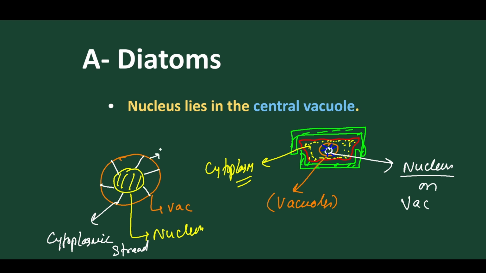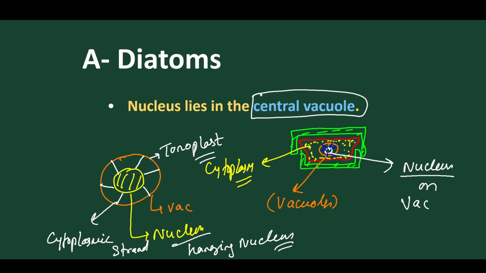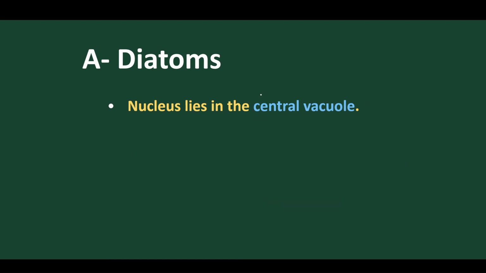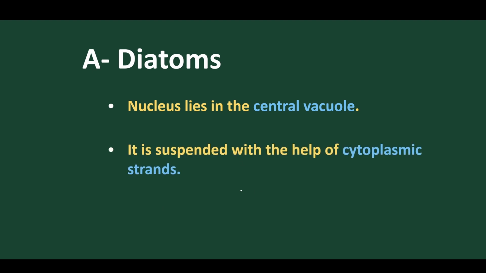It is attached with the membrane of the vacuole, which is called the tonoplast. We know the membrane of the vacuole is called tonoplast. From the tonoplast we find cytoplasmic strands that hold the nucleus, which hangs. So sometimes it is called the hanging nucleus. The nucleus hangs on the surface of the vacuole and is attached on its periphery with the help of cytoplasmic strands attached to the tonoplast. This is the arrangement of the nucleus in the central vacuole. It lies on the surface of the central vacuole. Got it? Clear? Now let's see the next point: it is suspended with the help of cytoplasmic strands.